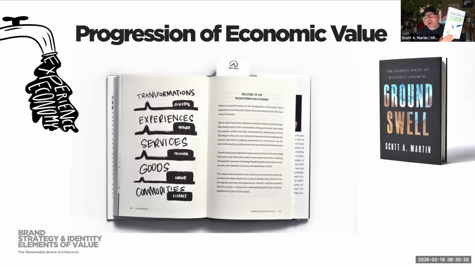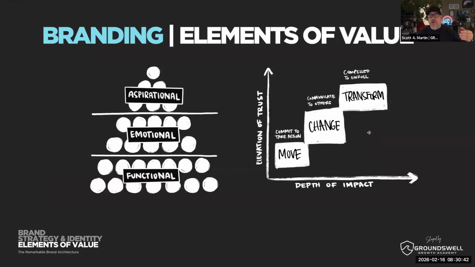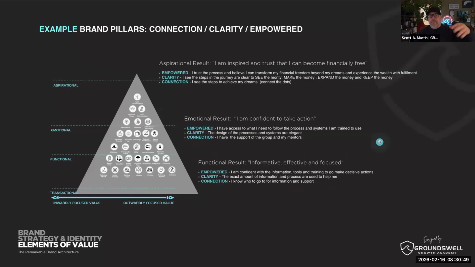I was lucky because I already know Joe and I've been following along with his book, so I got ahead of the curve before most people in understanding what that is, and that's also reflective of my new elements of value. You'll notice Joe Pine has the same hierarchy: commodities, goods, service, experience, transformations. It overlays into that exact framework as well. There are multiple models that reinforce this. It's a really important value. And in my book, Move, Change, Transform, the elements of value follow the same progression.